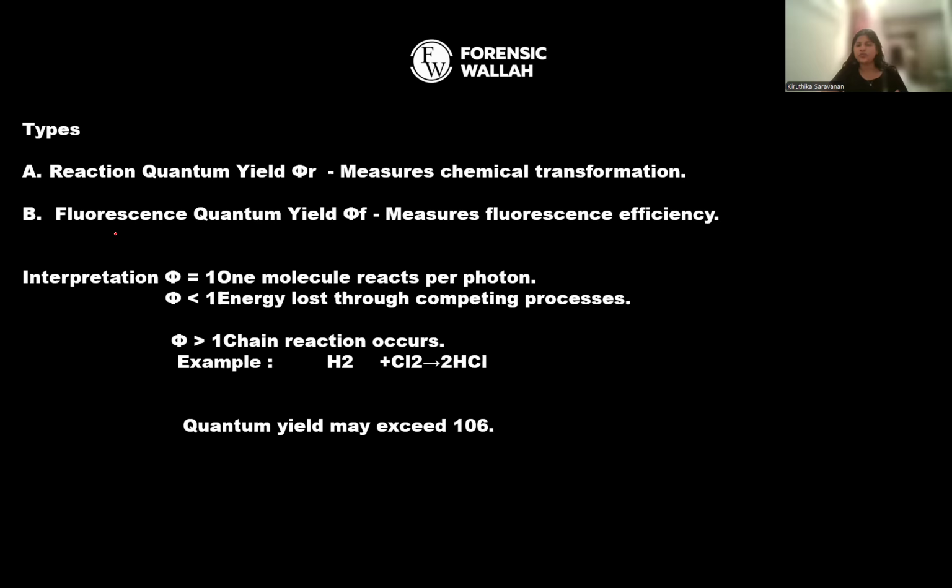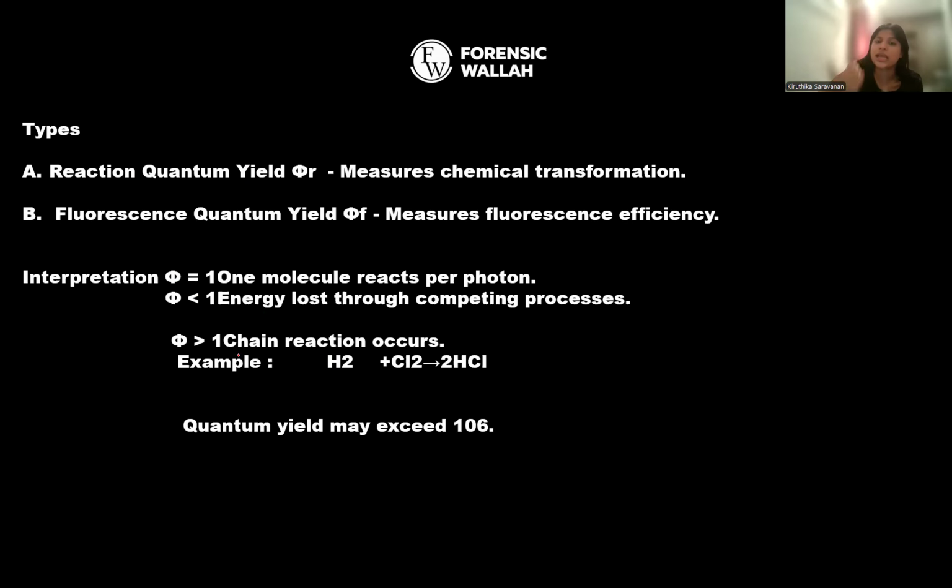Now there are different types of quantum yield. You have reaction quantum yield and fluorescence quantum yield. Reaction quantum yield measures a chemical transformation, how a chemical reaction is happening. Fluorescence quantum yield measures the fluorescence efficiency. Now if you see the interpretation, we know that quantum means one molecule reacts with one photon only. So the energy that is lost through the competing processes makes it always lesser than one.